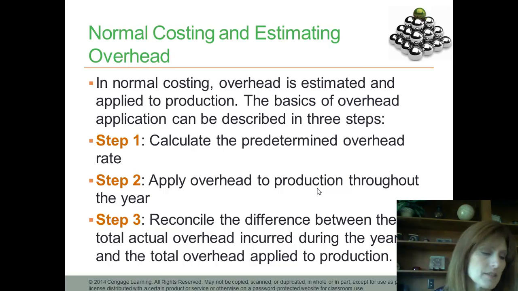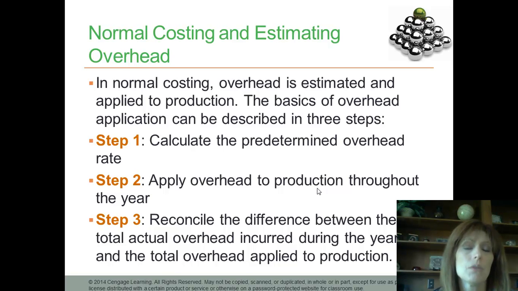So let's go through our steps here when we use normal costing. Our steps, we're going to, again, estimate overhead and apply it to production. So first thing we're going to do, step one, we're going to calculate the predetermined overhead rate. The predetermined overhead rate is going to say, all right, what number am I going to use all next year to assign overhead to my jobs?